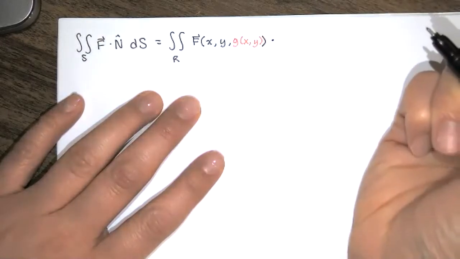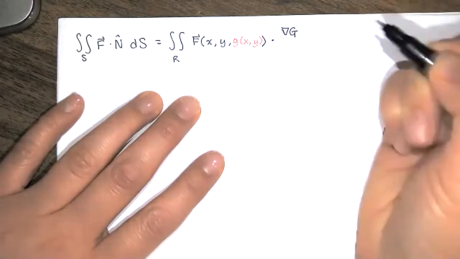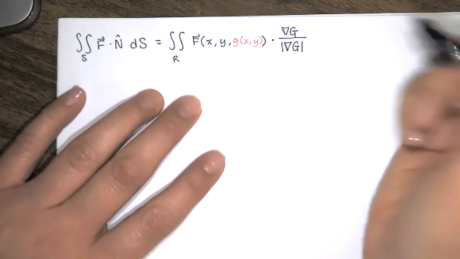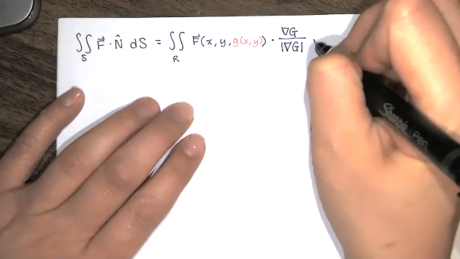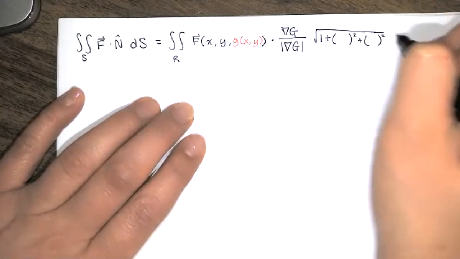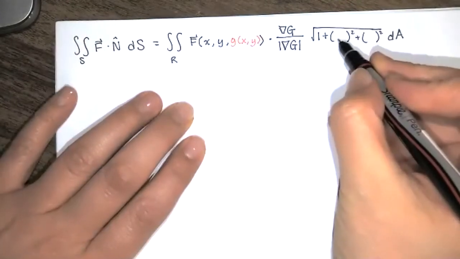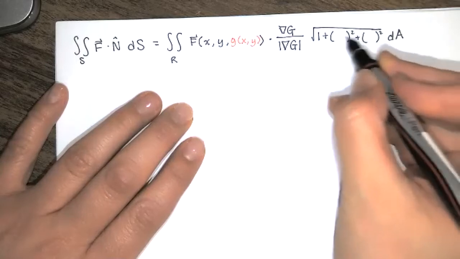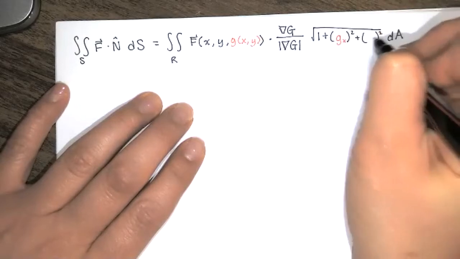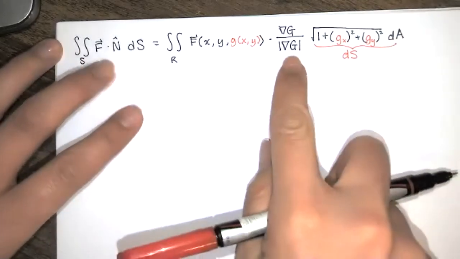The unit normal was given by the gradient of capital G divided by the magnitude of the gradient of capital G. And then ds was equal to this. We took the partials of z with respect to x and y on our surface and we put them there. And z is given by little g of xy now, so we're going to write it that way. So this is ds. But remember what that magnitude is.